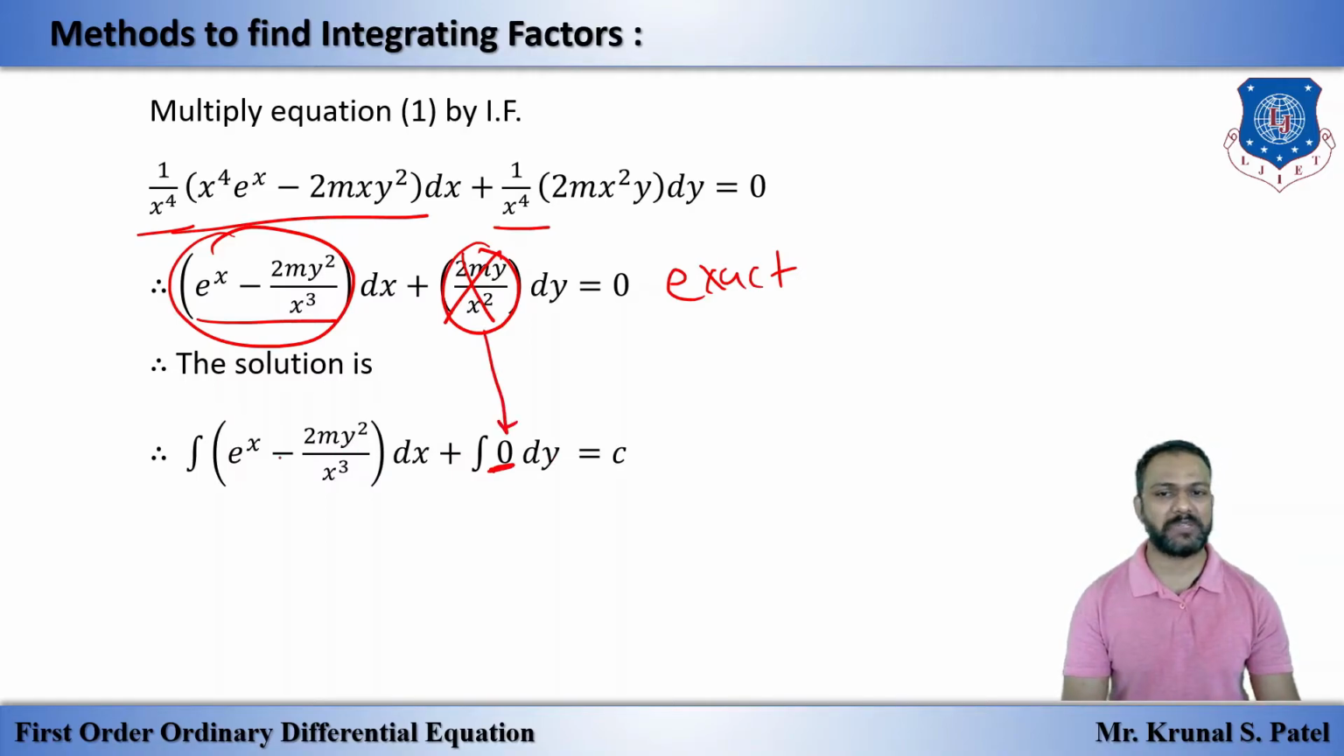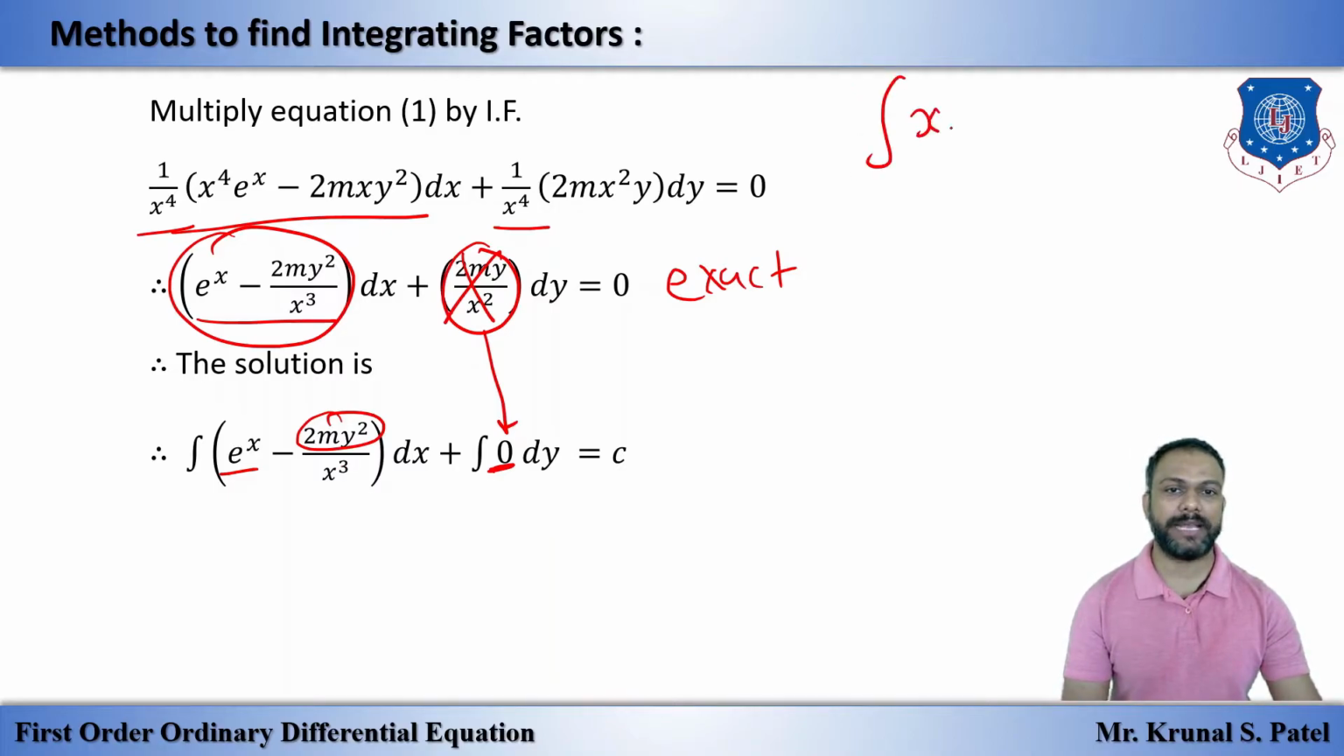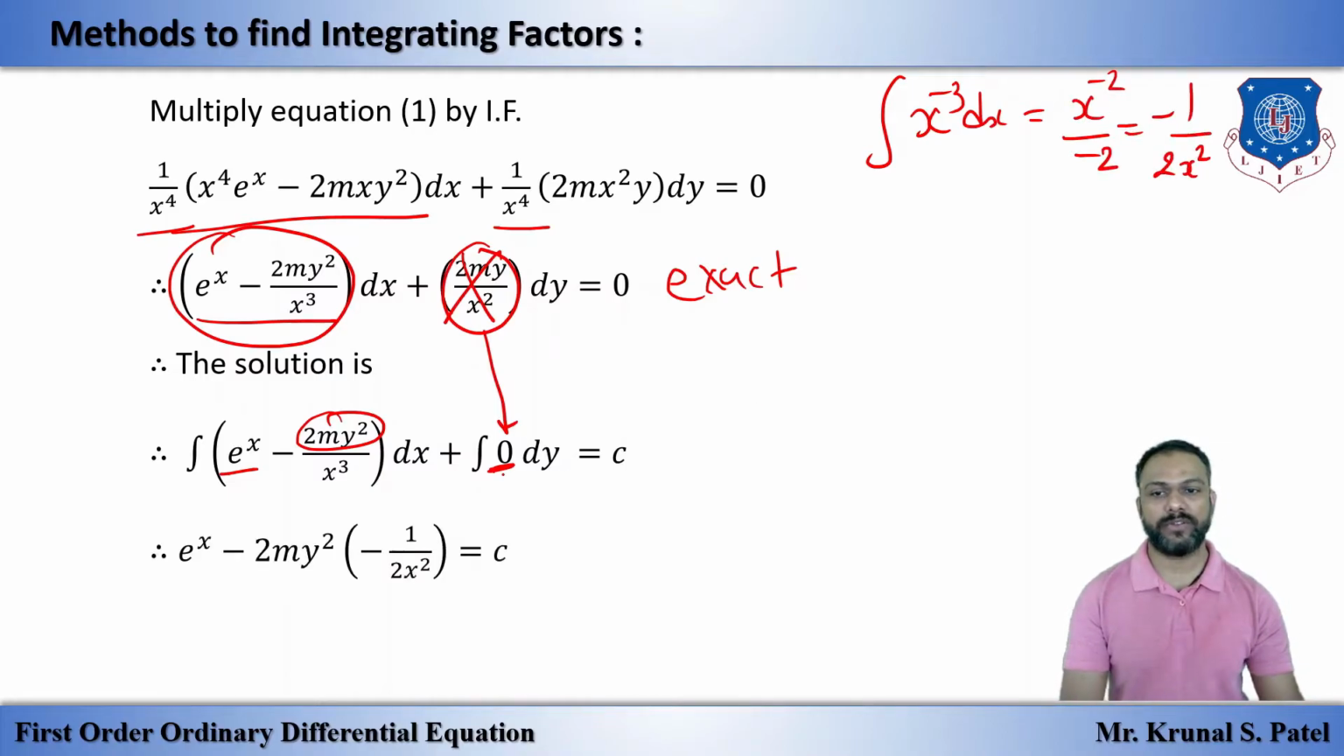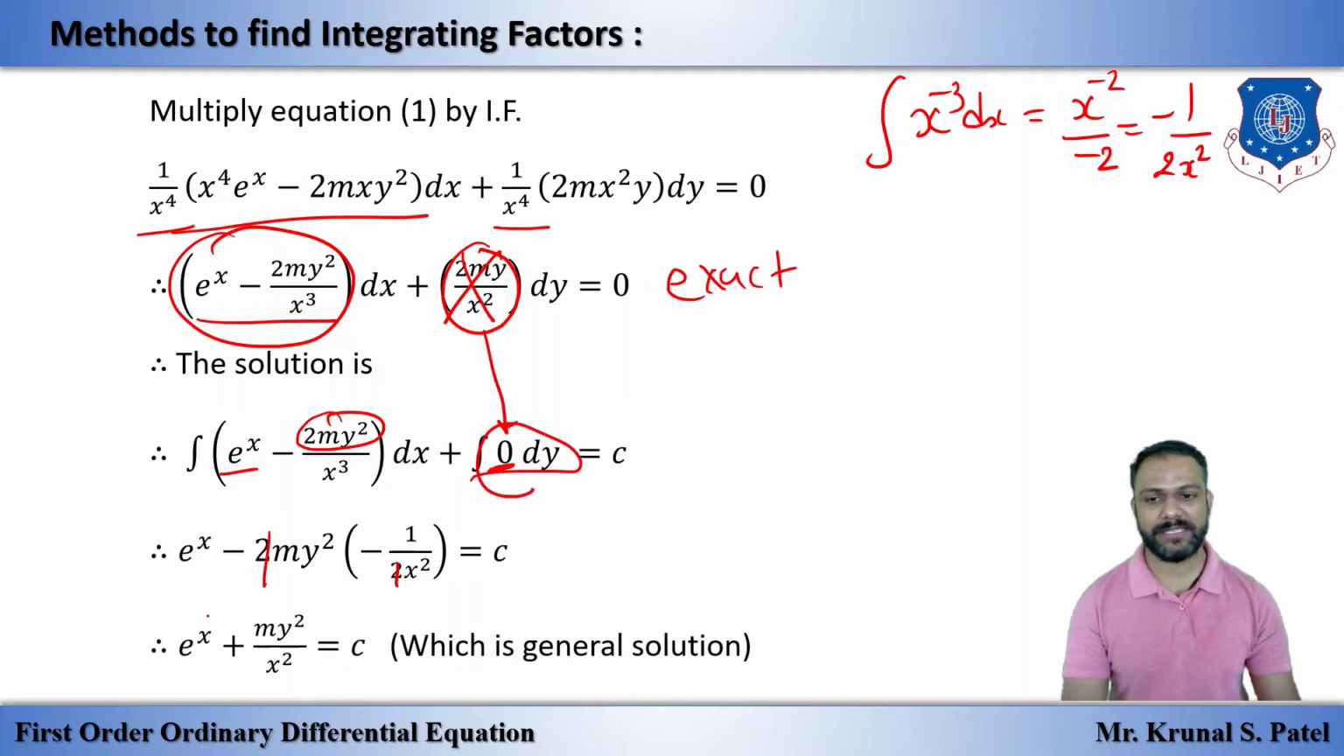Now integrating with respect to x, so integration of e raised to x is e raised to x, this is constant, and integration of 1 upon x cube, same process as I told, x to the power minus 3, and integration of this is x to the power minus 2 by minus 2, and we can write minus 1 by 2x square. Cancelling out this 2, and minus minus is plus, and this is 0 and c. So by simplifying, this is our general solution.